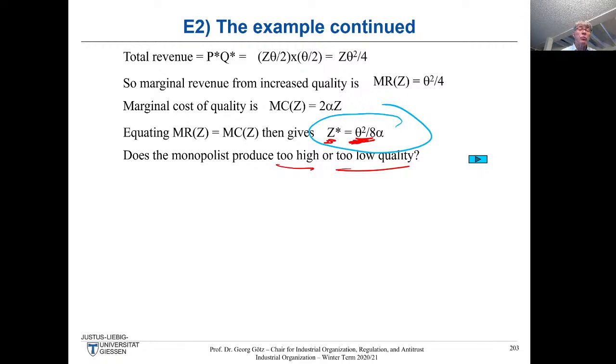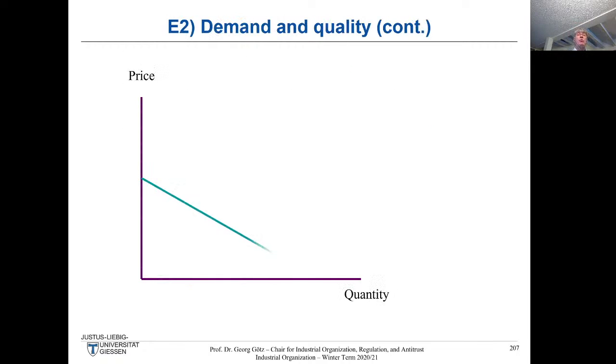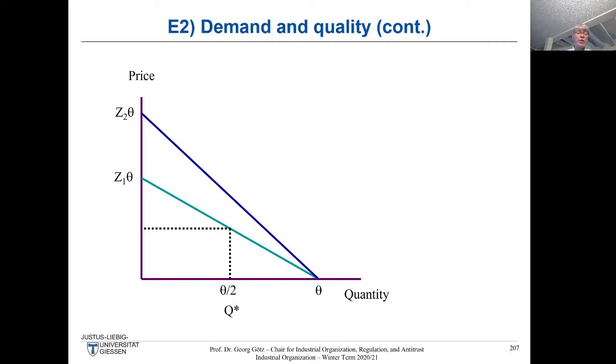And my cliffhanger was the question: the monopolist chooses a certain quality level. Is that quality level, from the viewpoint of total wealth or total surplus or social welfare, the optimal one? Or does the monopolist underprovide or overprovide quality? And that's what we are going to look into right now. I want to do that in terms of a diagram.